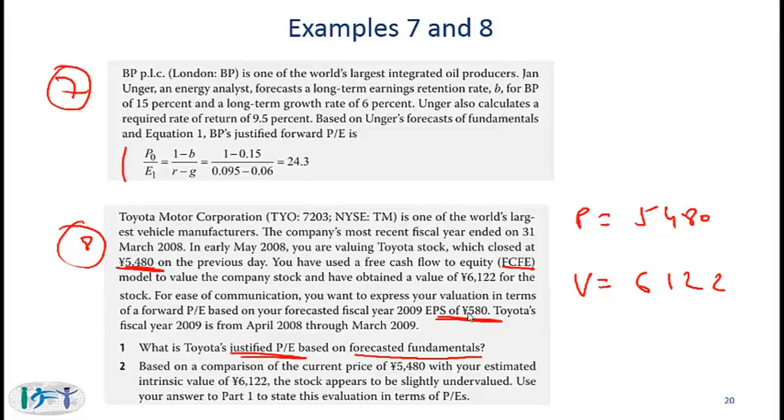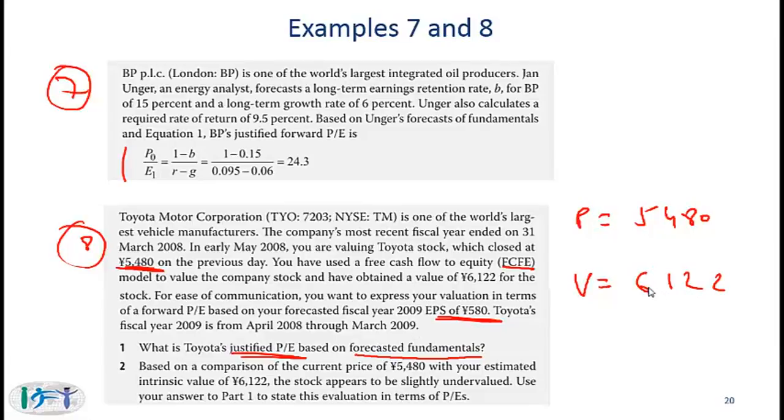So there are two different PEs you have over here. One PE is where you take the market price and divide by 580. You also have a multiple where you take the value and divide by 580.